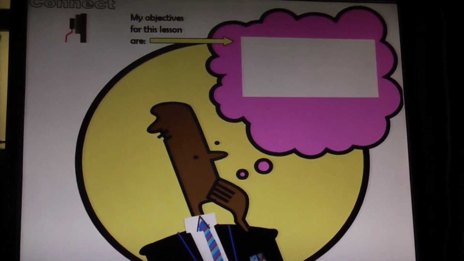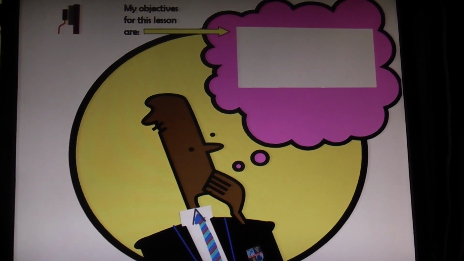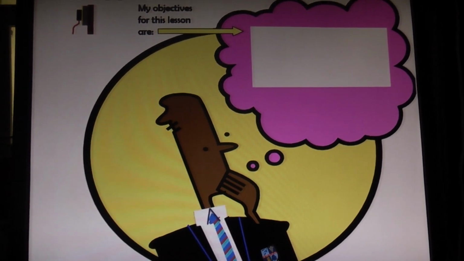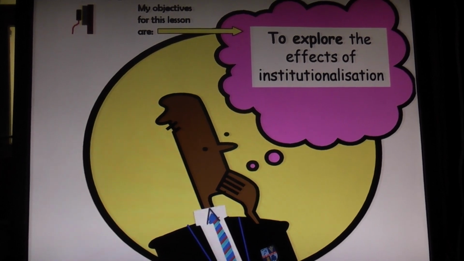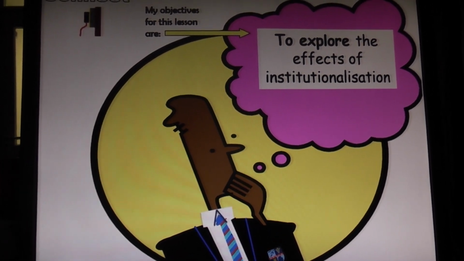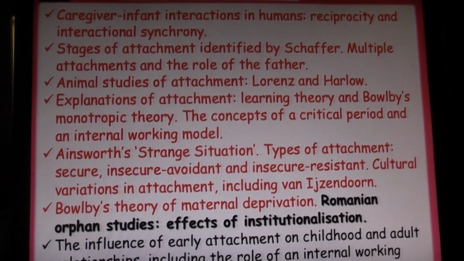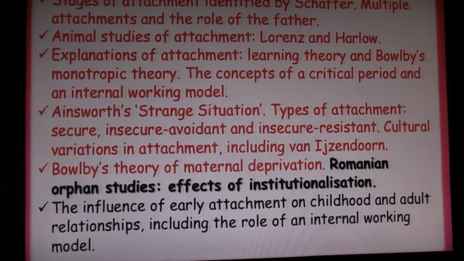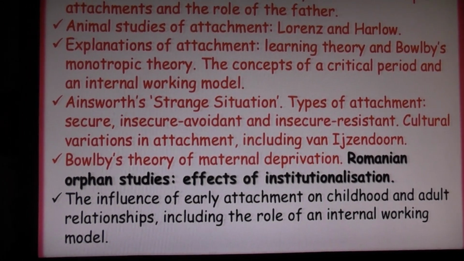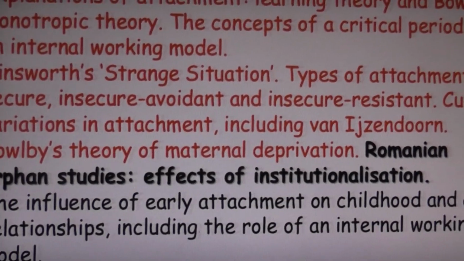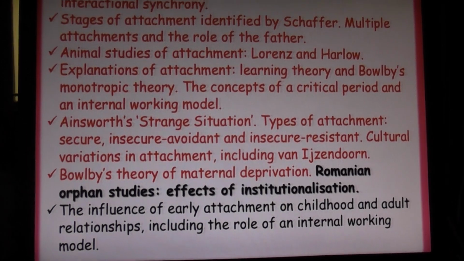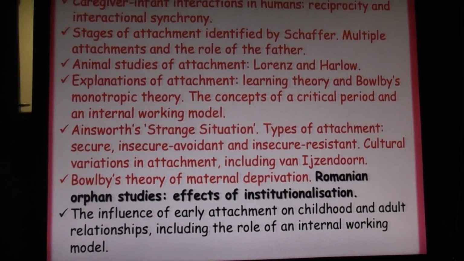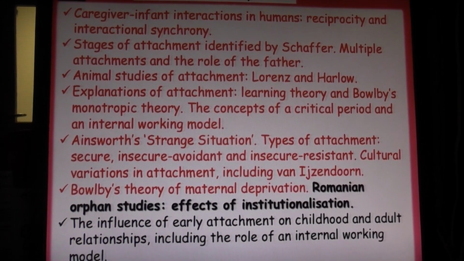This is a lesson that looks at AQA Paper 1, Attachment, and this lesson is to focus on the effects of institutionalisation. You can see where this sits in the specification. It fits within Bowlby's theory of maternal deprivation, Romanian orphan studies and effects on institutionalisation. Please ensure that you are able to do all of the ticks on this list.